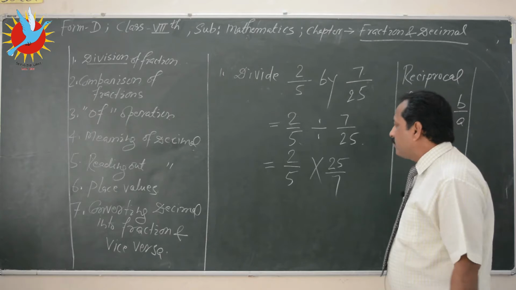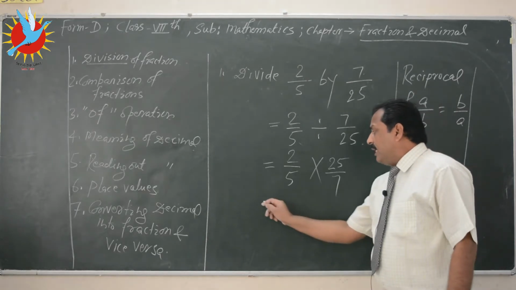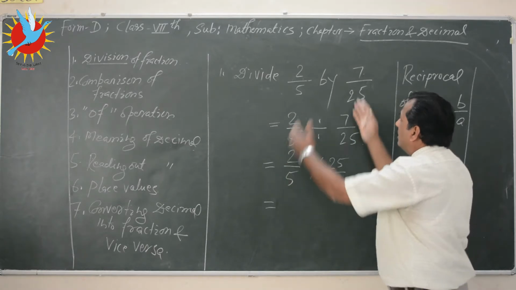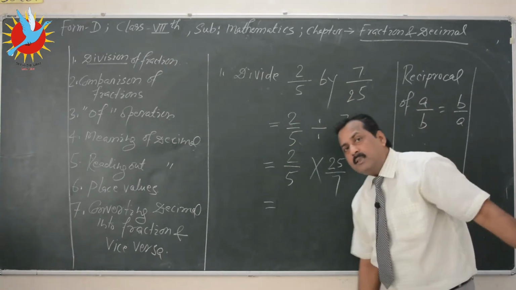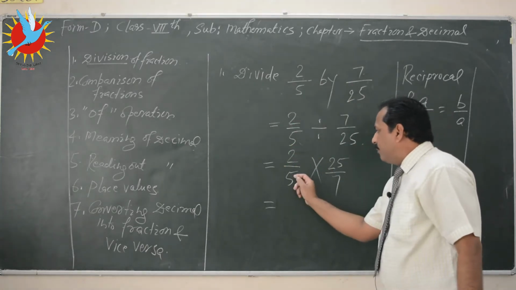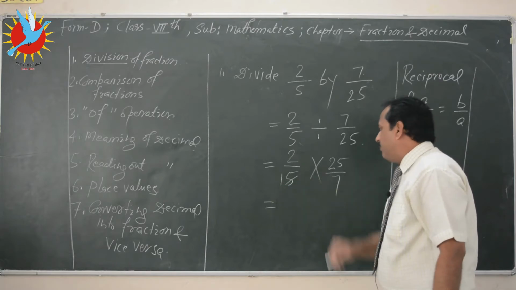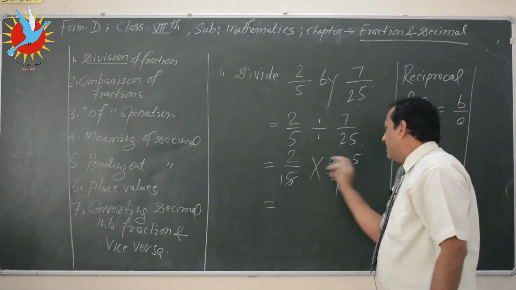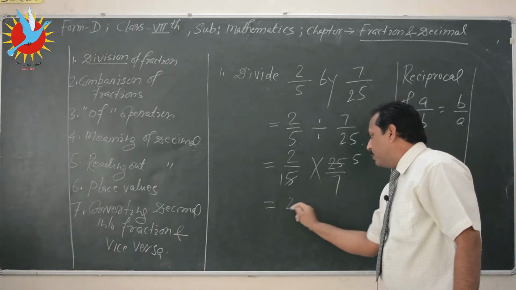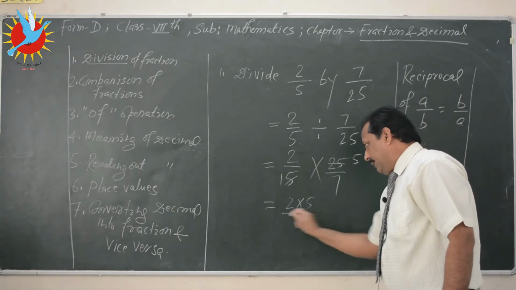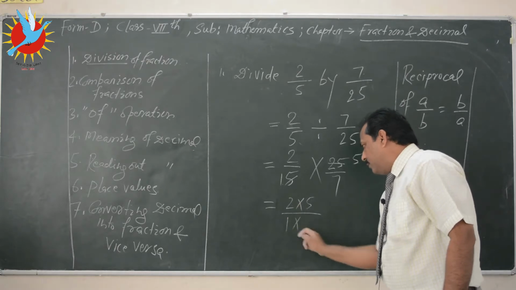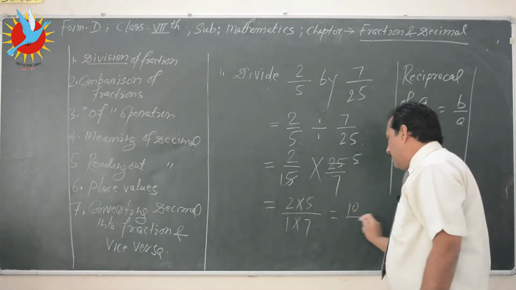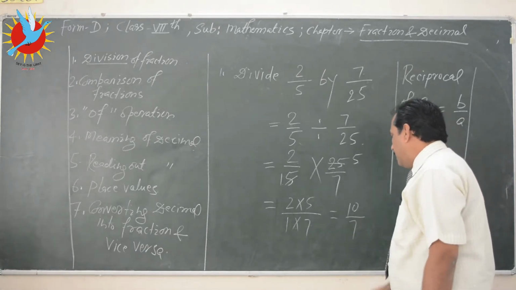So simple. Now what to do next? Already we have discussed how to multiply. Now this division has been converted into multiplication. We can simplify, we can reduce. 5 1s are 5 and 5 5s are 25. So now what is left? 2 and 5. So 2 into 5 in the denominator, this is 1 into 7. So this is 2 into 5, 2 5s are 10, and this is 7 1s are 7, and that is 10 by 7.